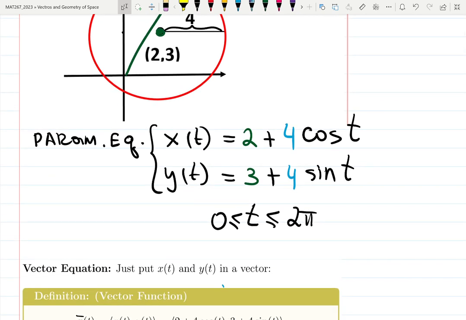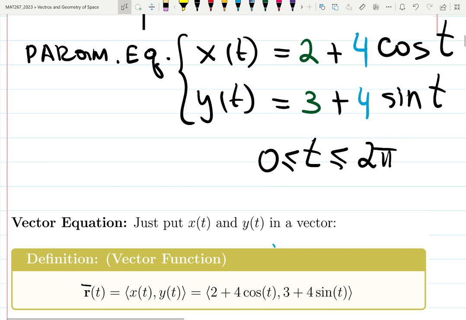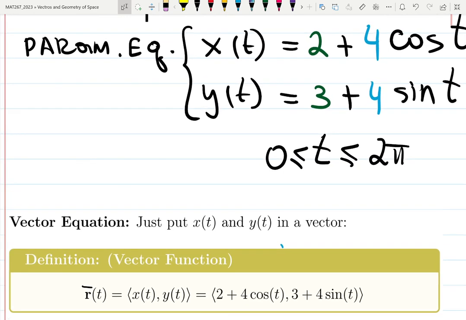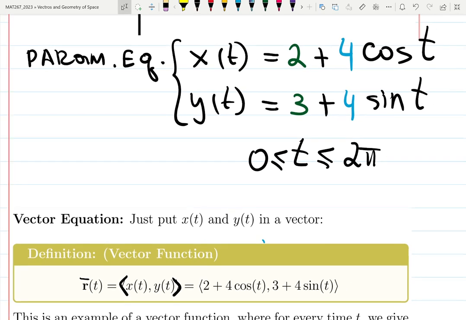Very interesting. You don't have to write this down, but whatever we just wrote, actually you should write it down. That's called a vector function. R is a vector function. X and y are numbers that depend on the location at the time t or angle t. So when t is changing, r is moving. The inputs become 2 plus 4 cosine t and 3 plus 4 sine t. And that describes a circle.